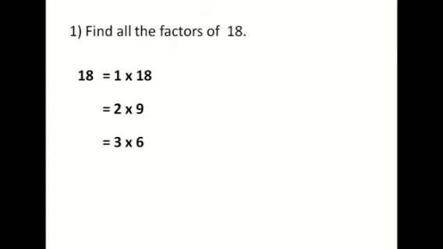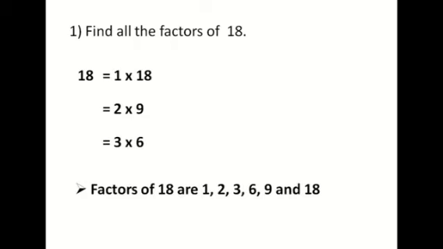Again if I go to the 18 table, then I will get 18 1s are 18. After that we are not going to get any more. So what are the factors here? 1, 2, 3, 6, 9 and 18. So write down the final answer: factors of 18 are 1, 2, 3, 6, 9 and 18. I hope all of you are working with me.